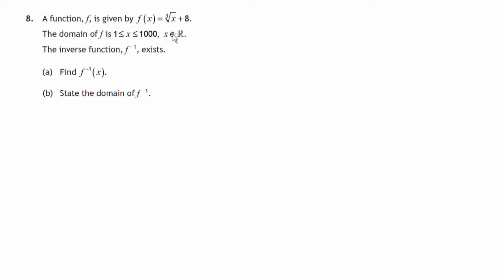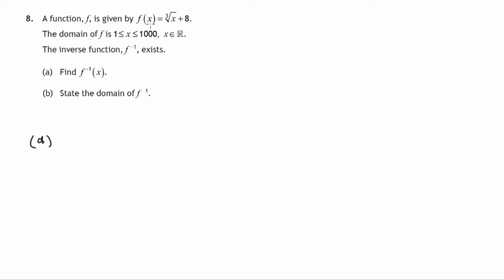Here's a question where we're given this function f of x is the cube root of x plus 8. We're told its domain. That's the only numbers we're allowed to put into this function. And we're asked to find f to the minus 1, the inverse function. Various ways we can approach this.